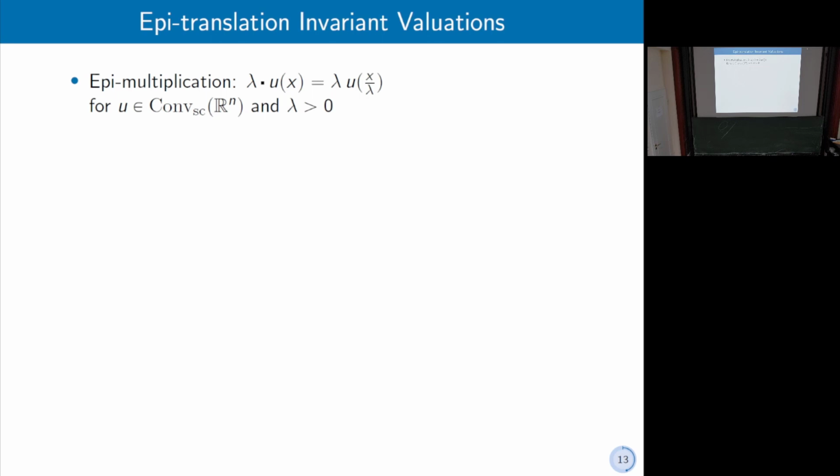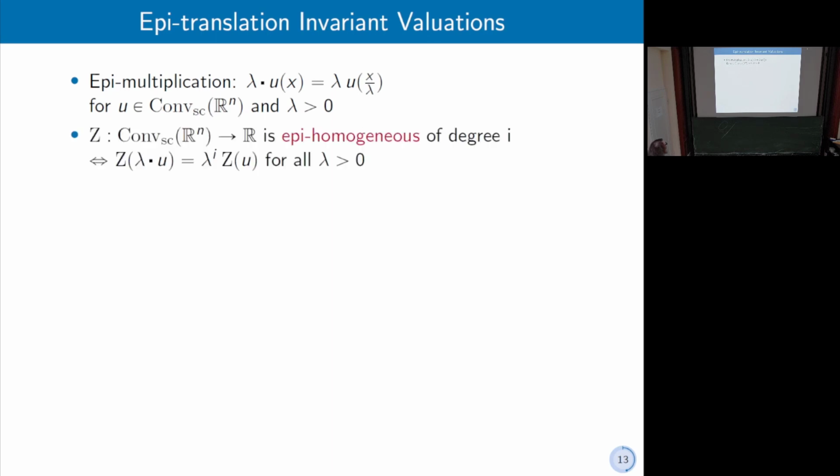And similarly, we define an epi-multiplication. This is this little square here. I don't know if you can see this, but anyway, this just corresponds to scaling the epigraph of the function. So you just look again at the operation in R^{n+1}, if you want. And then again we have epi-homogeneous of degree i if we have this scaling property, similar to what we had for convex bodies.